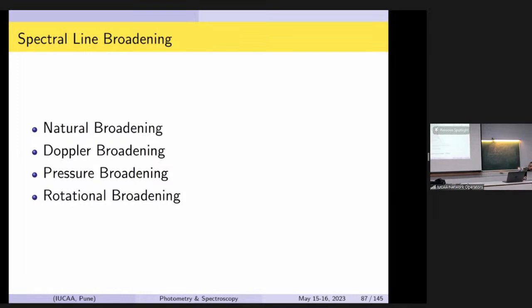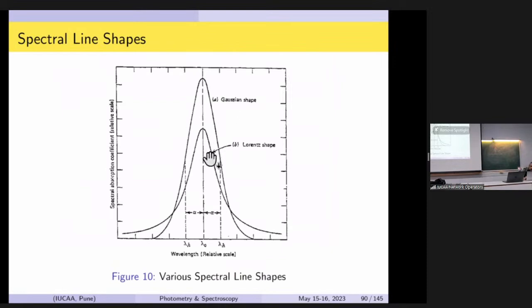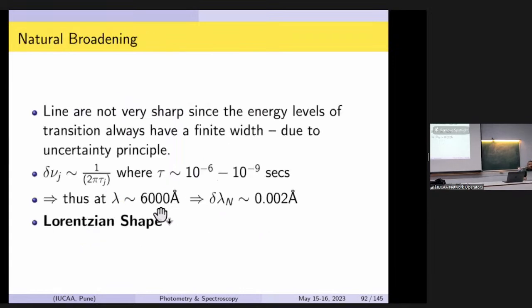This I explained. Again, it is slightly not to scale, but you see the shape. This inner curve, which has a long wing, is the natural one. It's called the Lorentzian shape, whereas the Doppler one is a Gaussian shape, and a Gaussian drops very fast. This is the example of a line at 6,000 angstroms, the red line. The natural width, delta lambda natural, is about 0.002 angstroms, 2 milliangstroms, a very small number.